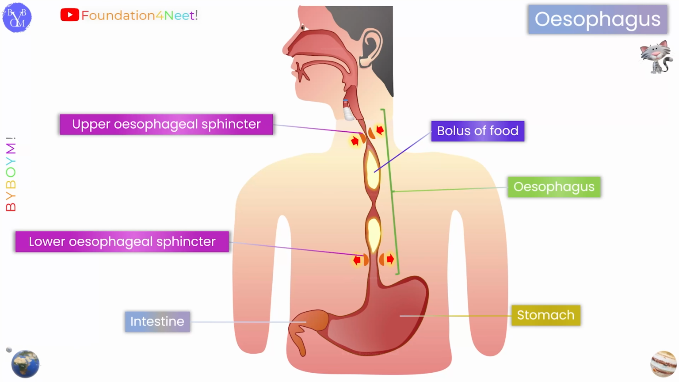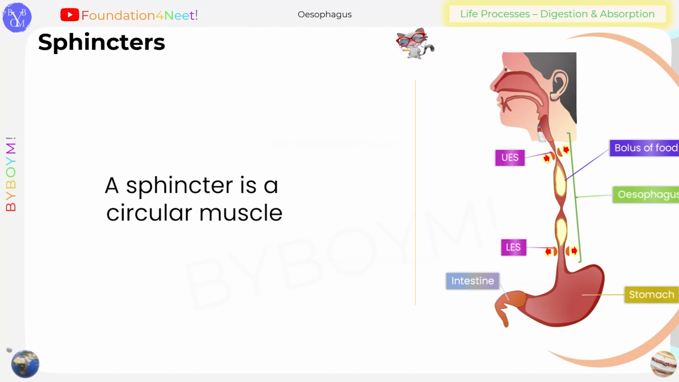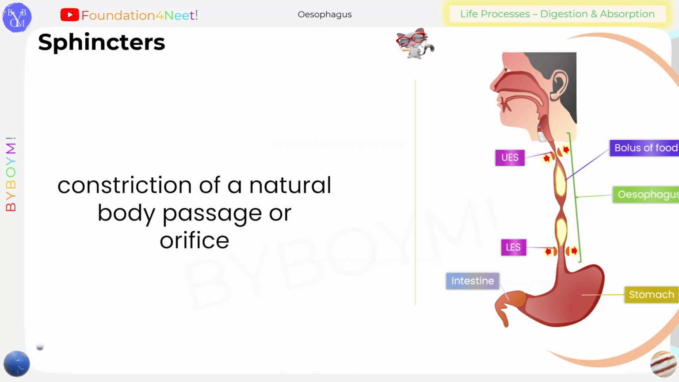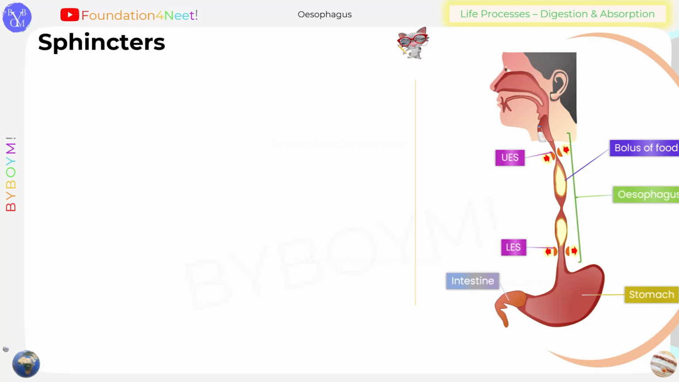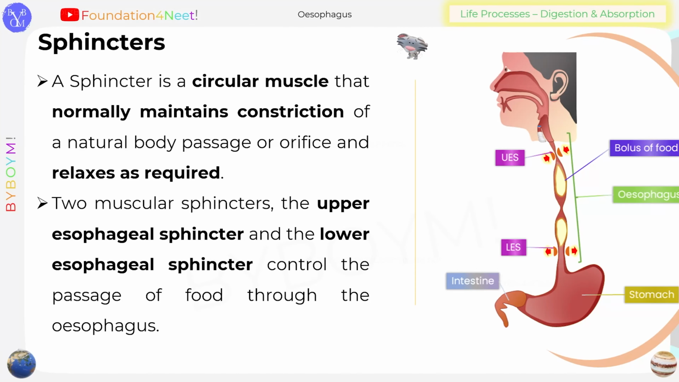Before understanding what a sphincter is, let's take a nice screenshot of whatever we have done. Moving ahead, what is a sphincter? A sphincter is a circular muscle that normally maintains constriction of a natural body passage or orifice, and this muscle can relax when required, resulting in the opening of the passage. There are many sphincters present in the alimentary canal. Two sphincters of importance in esophagus are UES, upper esophageal sphincter, and LES, lower esophageal sphincter.